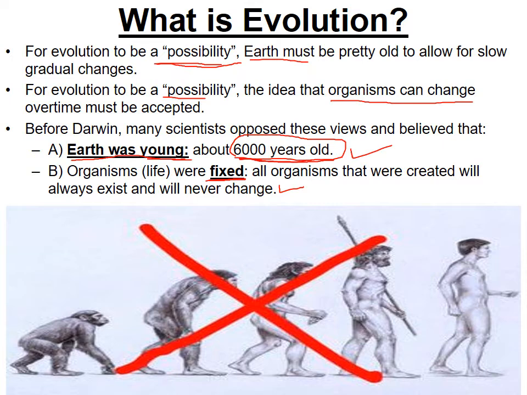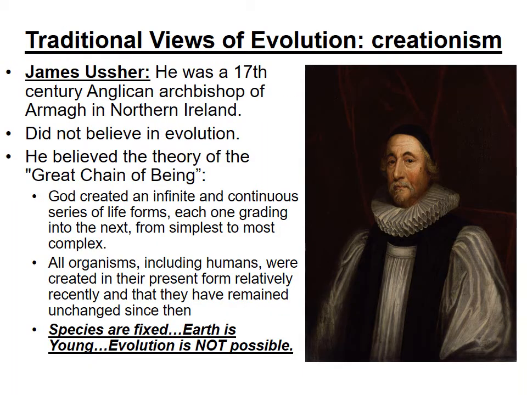But through time, there were scientists that challenged these notions in order to pave the way for a theory of evolution. So this is James Ussher. He believed in the idea of the great chain of being. He did not believe in evolution at all. He basically just said that whatever God created exists, will always exist, and won't change.